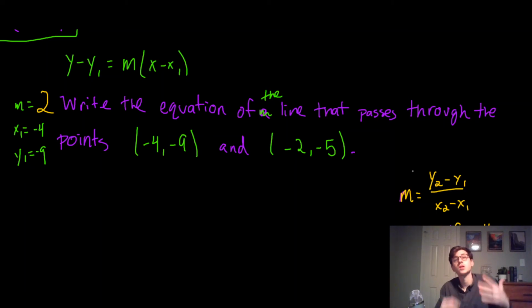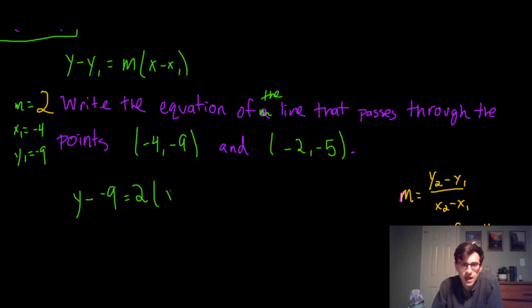That's why it's nice and helpful for us to know point slope form. And in the past, if you had slope-intercept form, you'd have to find the y-intercept as well. But because this is point-slope form, I can just use this. Y minus y1 is -9. Okay, let's just write it like that. Equals m, 2, times x minus x1, which is -4. And that's okay, but I really think we can make it one step easier to read.